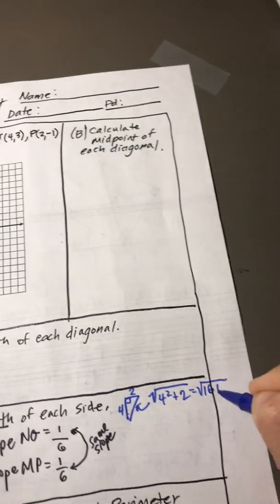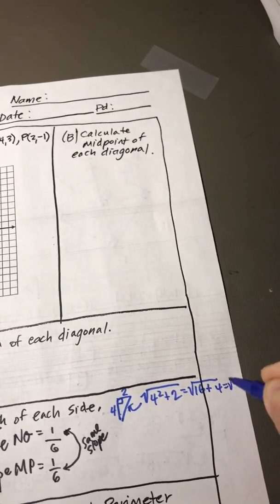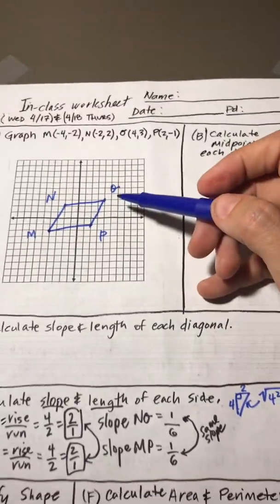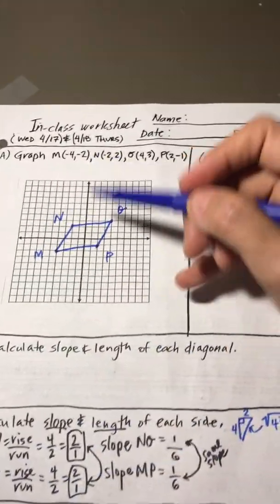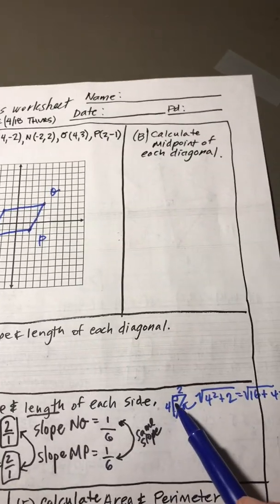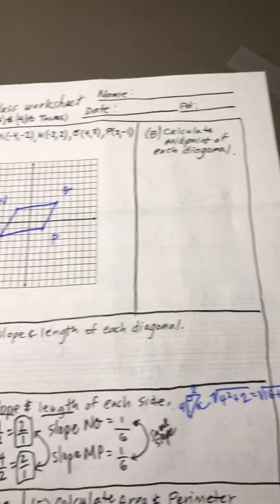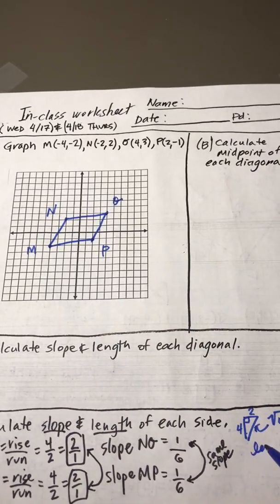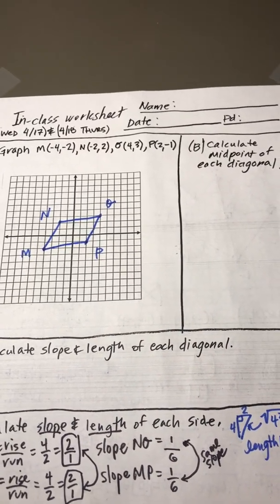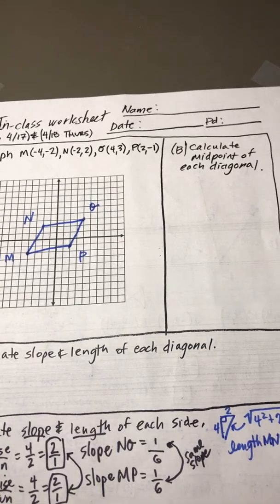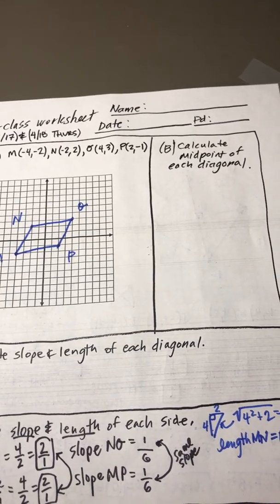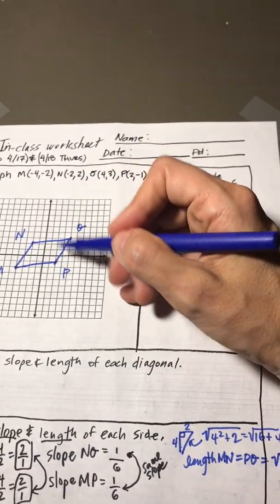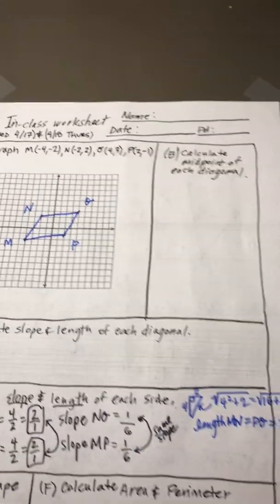So I get the numbers 16 plus 4, or also known as the square root of 20. Now I notice over here, and also inside my equation, I went up 4, over 2. So it's the same exact picture. So in essence, I've reconfirmed that the length of MN does have to equal the length of PO, and those are both equal to the square root of 20. Because in both instances, I went up 4, over 2.